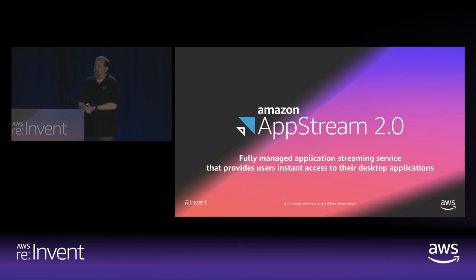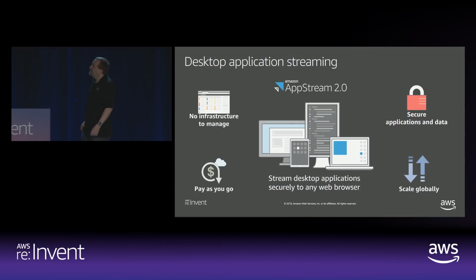All right, that brings us to AppStream. So AppStream differs from WorkSpaces in that it is a non-persistent environment for streaming applications, so instant access to your desktop apps. Again, you'll see some similarities here. There's no infrastructure to manage. It's pay-as-you-go, secures your applications and data.